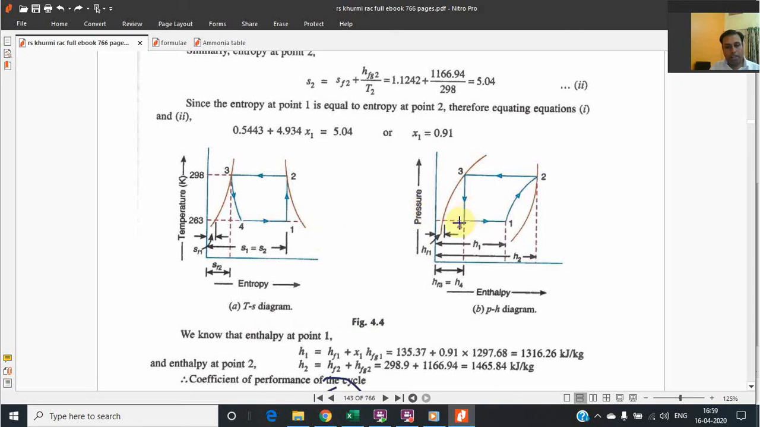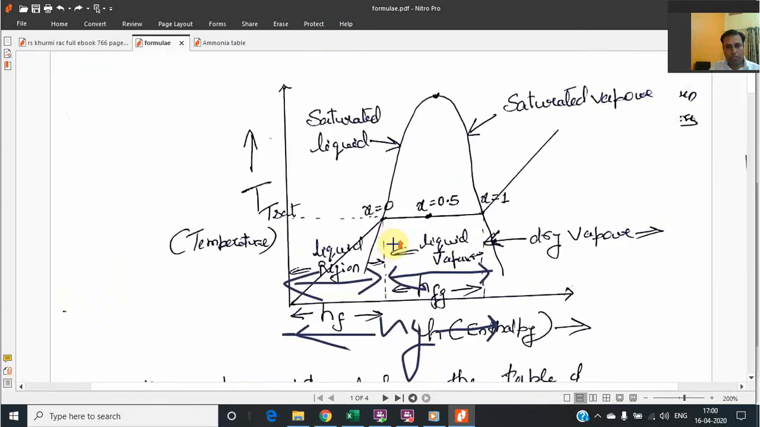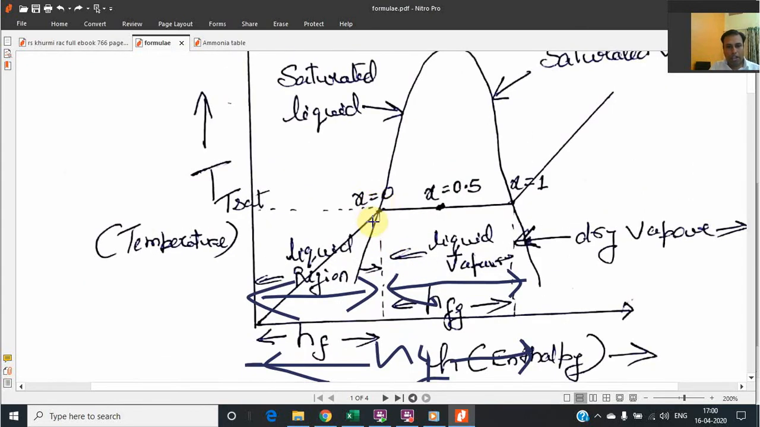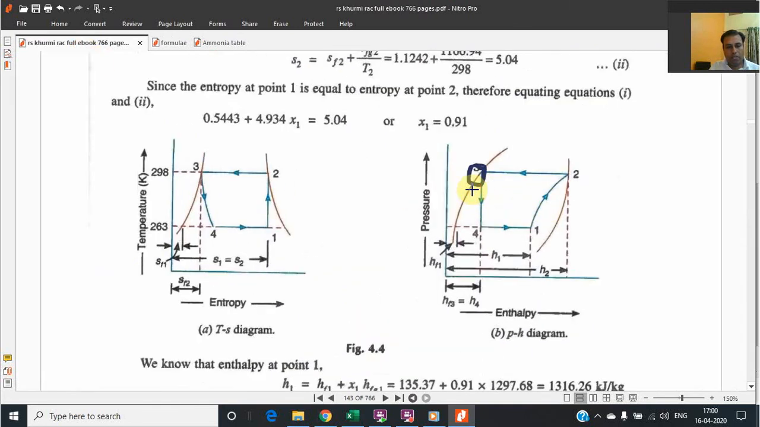HF3, because we know that COP is refrigerating effect, H1 minus H4, but at 4 and 3, due to throttling, the enthalpy is same, and at 3, the enthalpy is liquid enthalpy, because this point is sitting on this curve. Whenever the point is sitting on the curve, its enthalpy is given by HF. That's why whatever HF4 is, that is HF3 also, same.